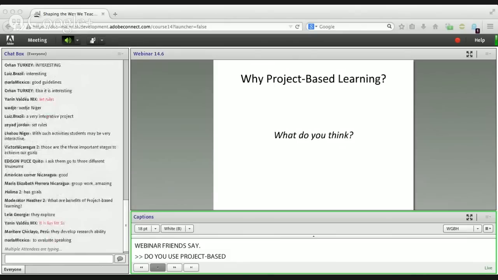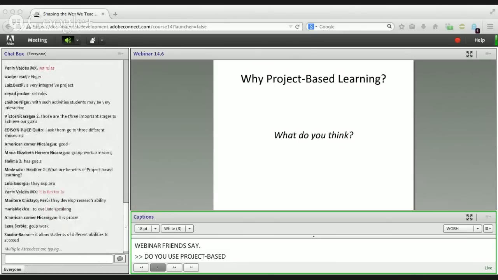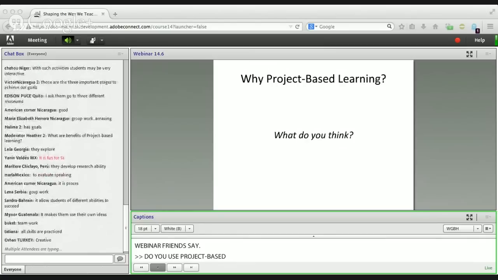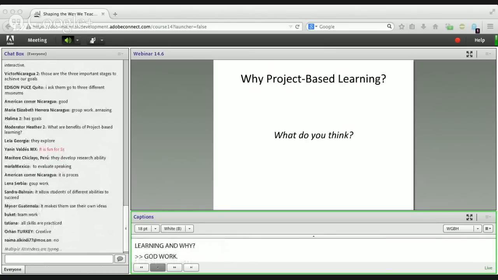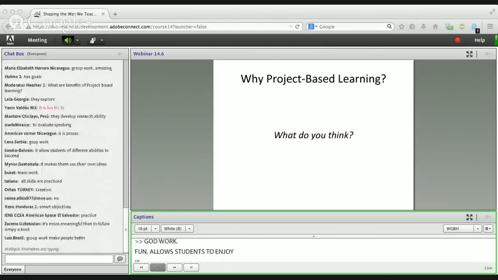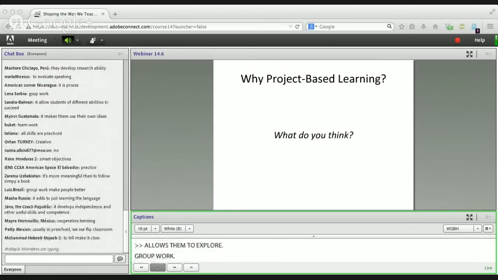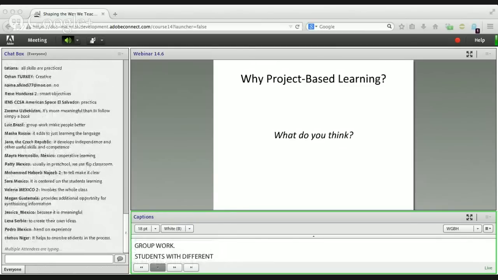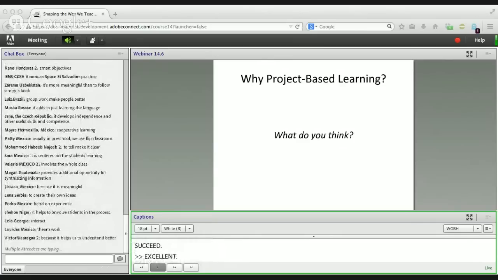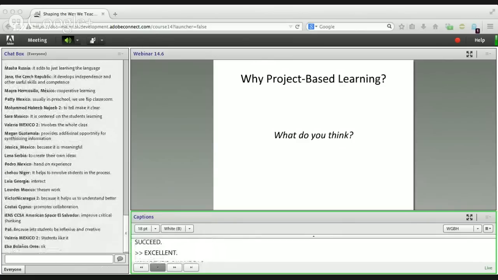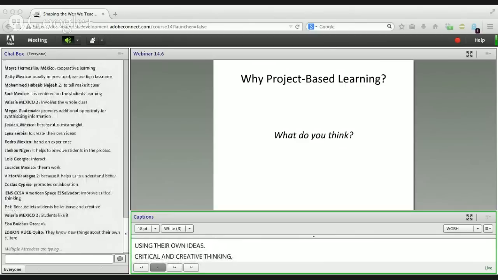Group work is amazing. Right? It's fun, absolutely. Students really enjoy it. Allows them to explore. Group work. Students with different abilities have opportunities to succeed. That is excellent. Using their own ideas. That's critical and creative thinking, isn't it? Yes. Hands-on experience, teamwork, interaction. These are fantastic answers. I wish I thought of these answers.